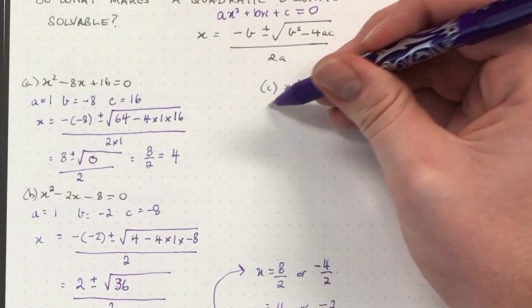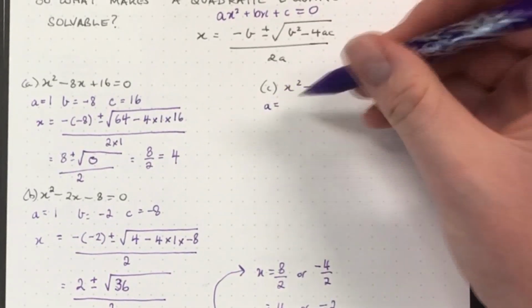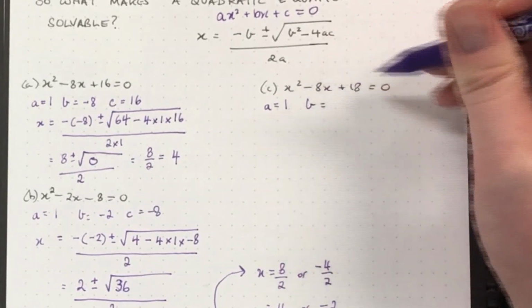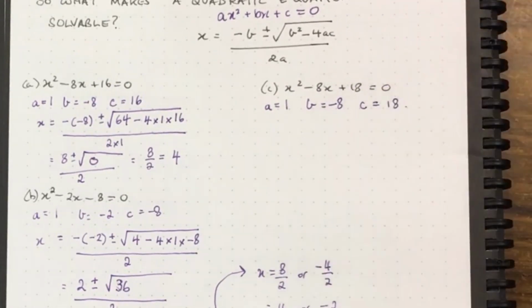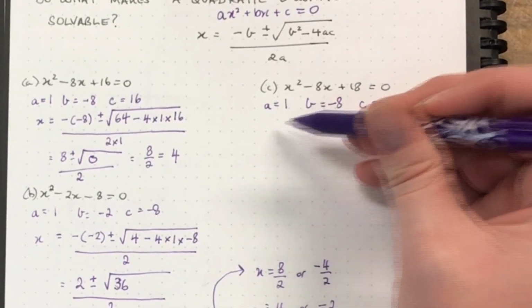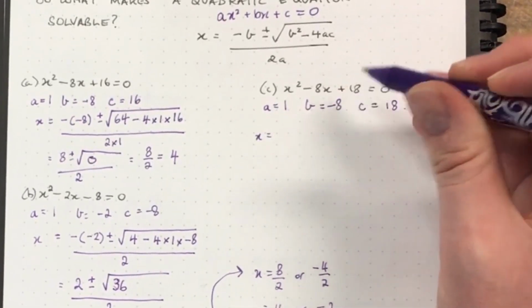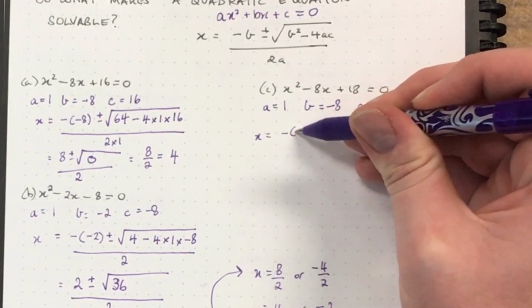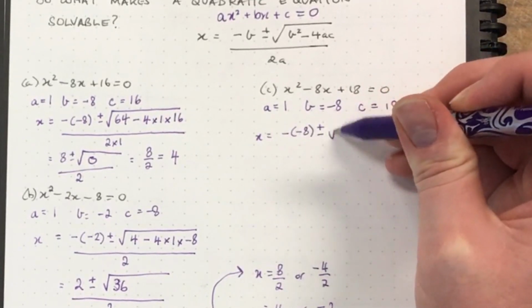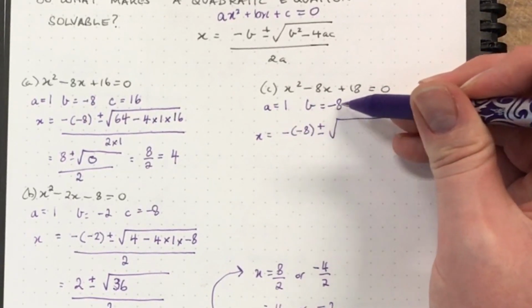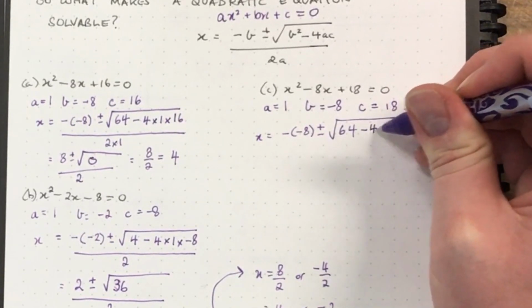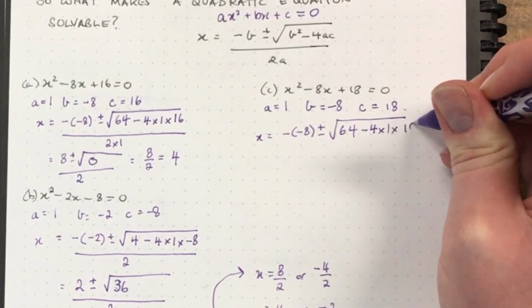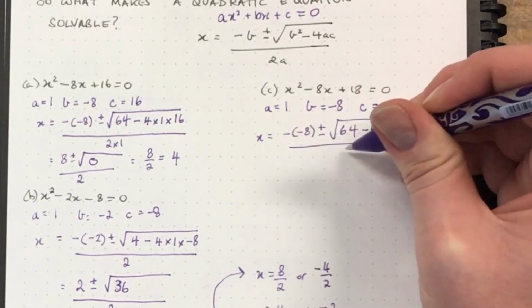So there are three solution sets here. What would A be in this instance? 1. Thank you. B? Minus 8. Yep, and C? 18. So we're going to put this into the quadratic formula. Minus negative 8, plus or minus the square root of negative 8 times negative 8, which is 64, and then minus 4 times 1 times 18, over 2.